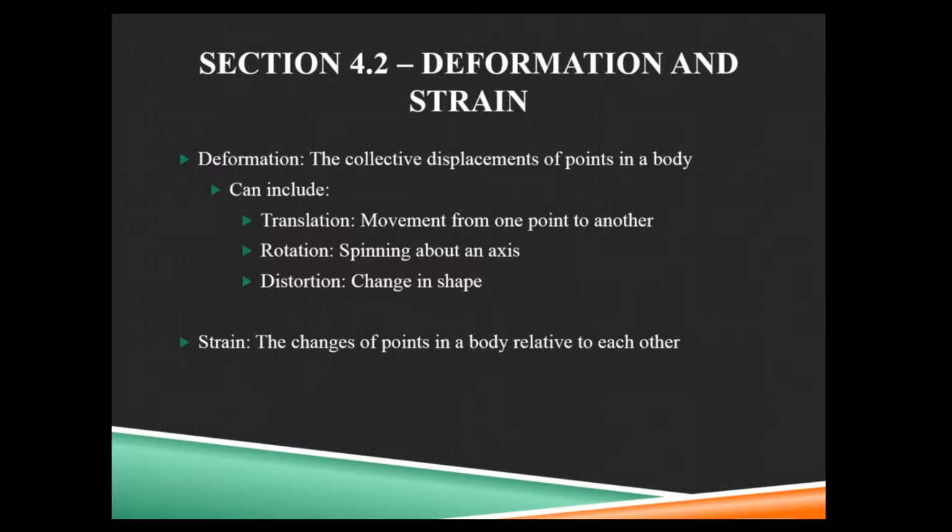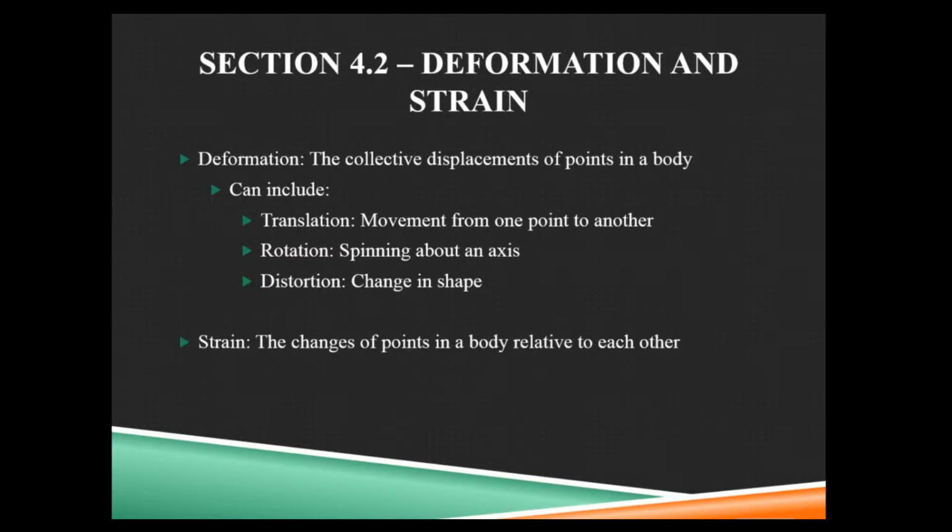Rotation can happen without going anywhere. It's just spinning about an axis. So if you forget to disengage your emergency brake, you step on your gas pedal and your tire spins, but your car doesn't go anywhere. There was no translation, but there was definitely rotation. Distortion is a change in shape. That's what happens if you lose control of your car and hit a tree. Lots of distortion. Your car changes shape.